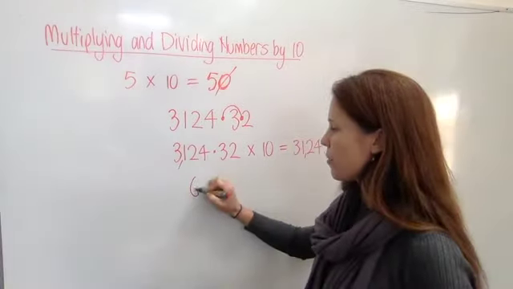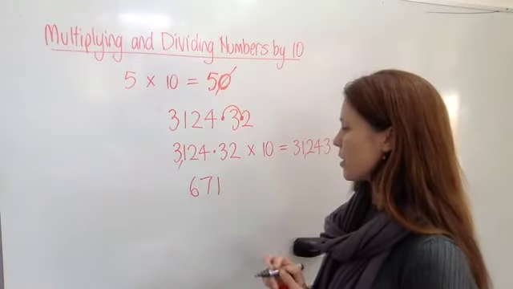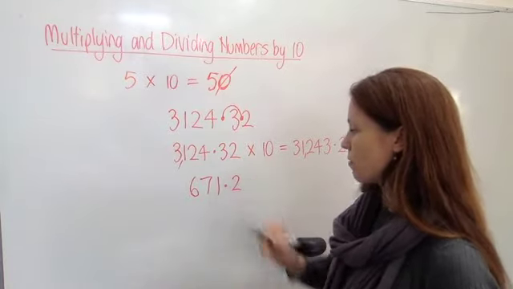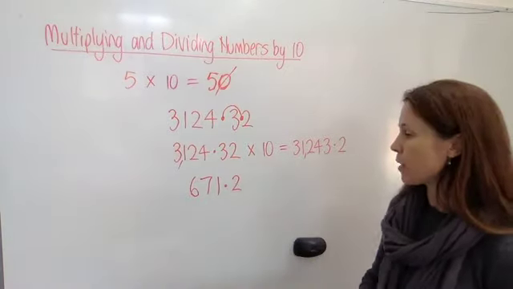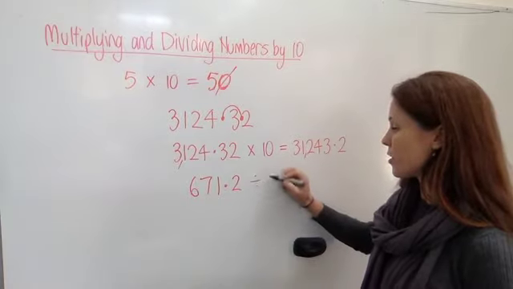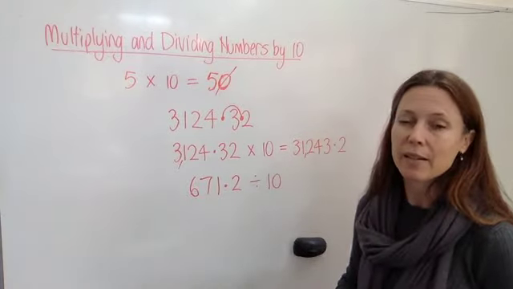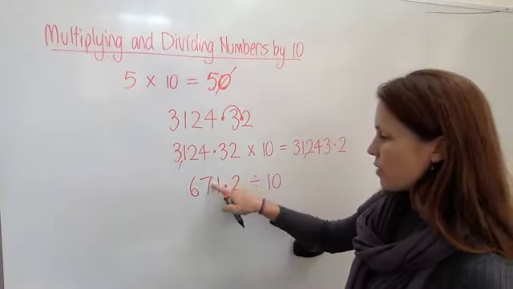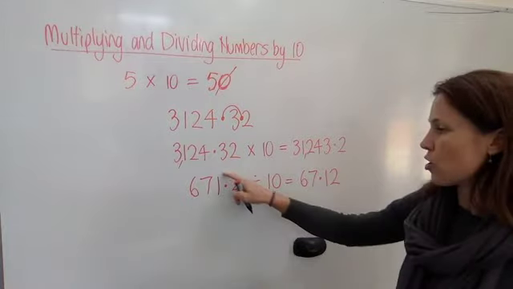So if we have a number like, let's say 671, let's give it some decimals, 671.2, and we want to make it 10 times smaller by dividing it by 10. It stands to reason that we can move the decimal point 1 place this way, and we'll get around about 67. To be exact, 67.12. And you'll notice that we have all the same digits in our question and our answer, but the decimal just moved.